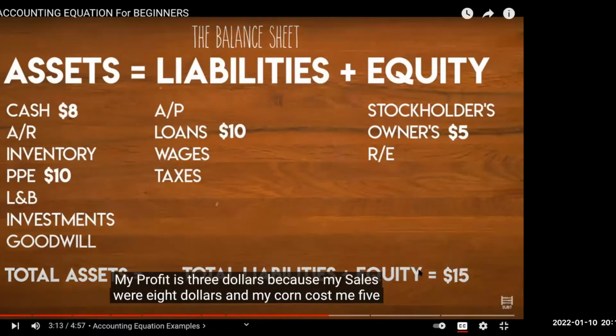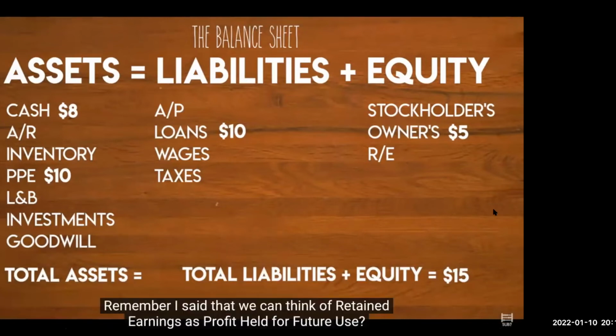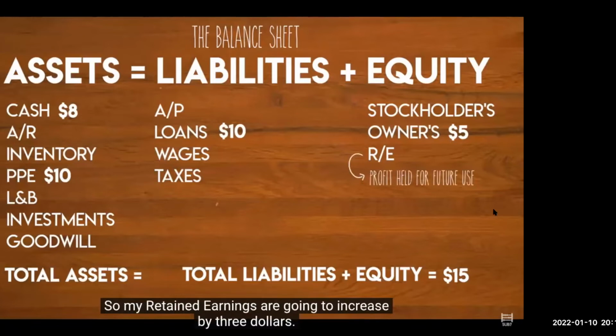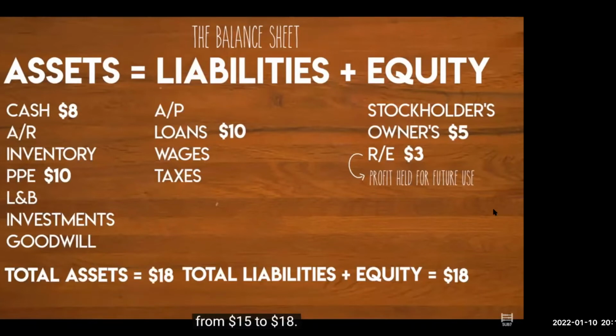My profit is $3 because my sales were $8 and my corn cost me $5 to buy. 8 less 5 is $3. Remember I said that we can think of retained earnings as profit held for future use. So my retained earnings are going to increase by $3. Because my business has made a profit of $3, my total assets have now increased from $15 to $18.